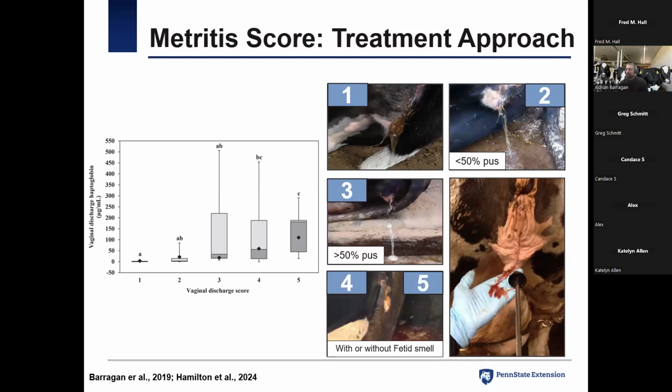And the score 4 and 5: the 4 would be red, brownish, watery without fetid smell, and 5 was red, brownish, watery with fetid smell, or that foul smell. And what you can see in this graph is that basically score 4 and 5 did not differ. They were similar when it comes to the concentration of haptoglobin in the vaginal discharge.